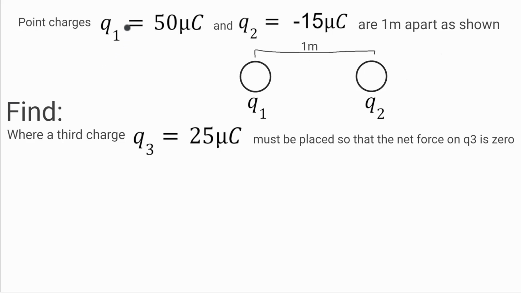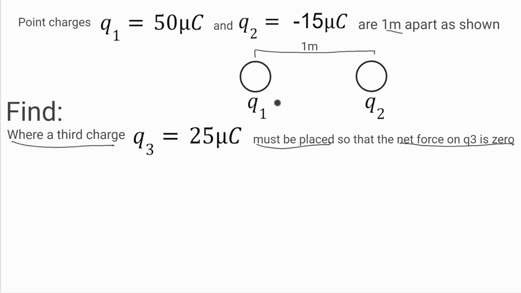In this problem, we're given a point charge Q1 that has a value of 50 microcoulombs and a point charge Q2 with a value of negative 15 microcoulombs, and we're told that these are 1 meter apart as shown in this diagram. And it wants us to find where a third charge, Q3, with a value of 25 microcoulombs, must be placed so that the net force on Q3 is 0.